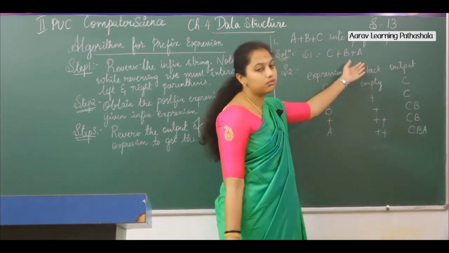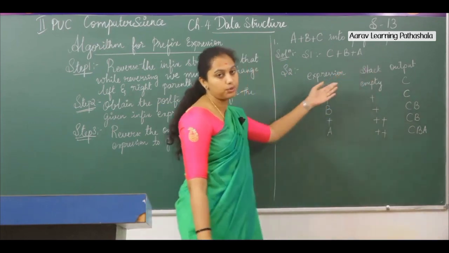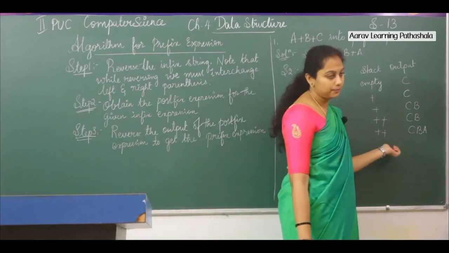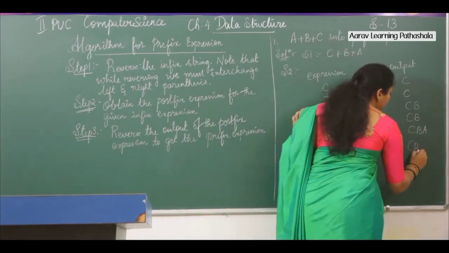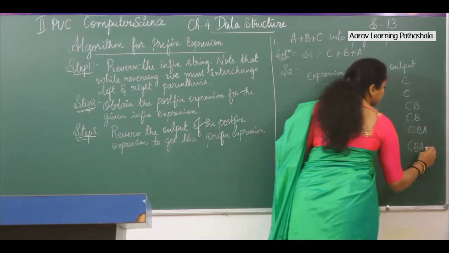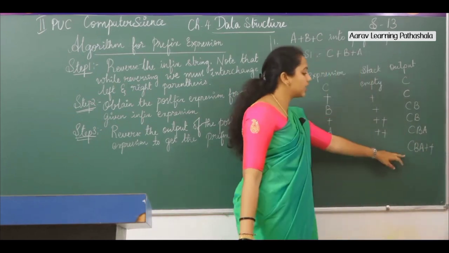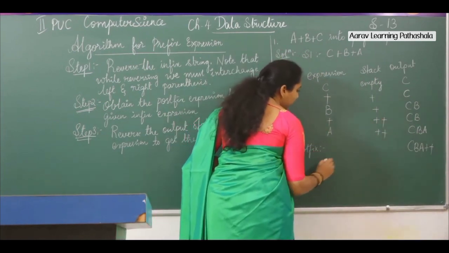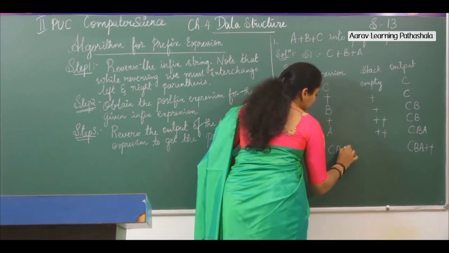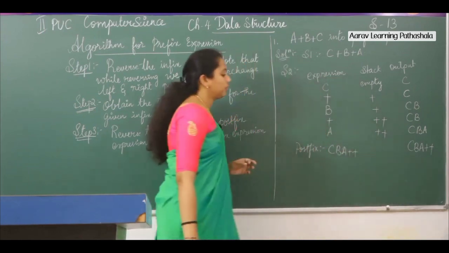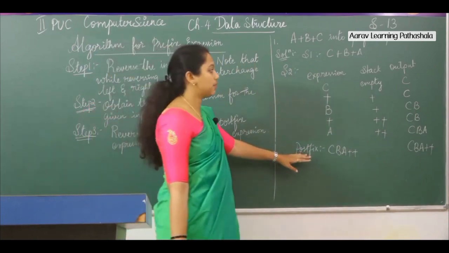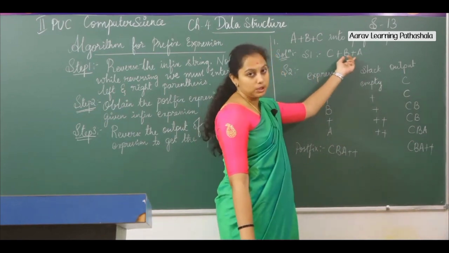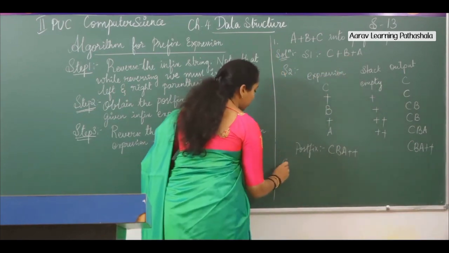So further we don't have any more input. So what we have to do? We have to pop out all the operators from the stack. So this is the output for the postfix value. Postfix value is CBA plus plus. So this is the postfix value of this expression. So in step 3 what we have to do?